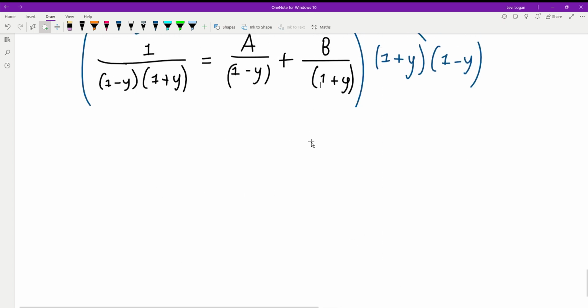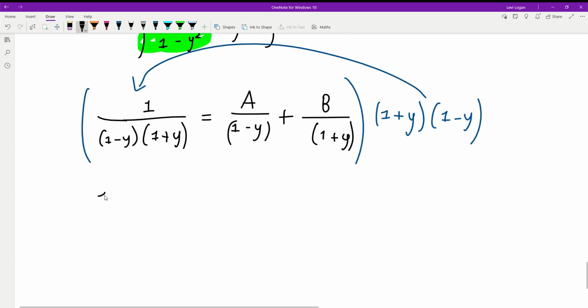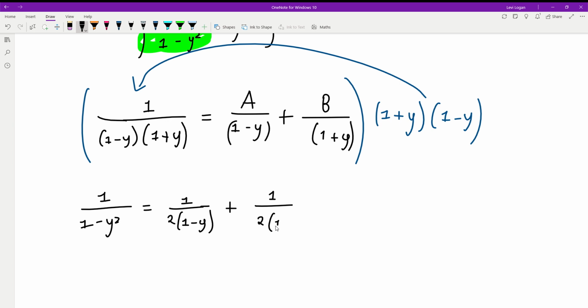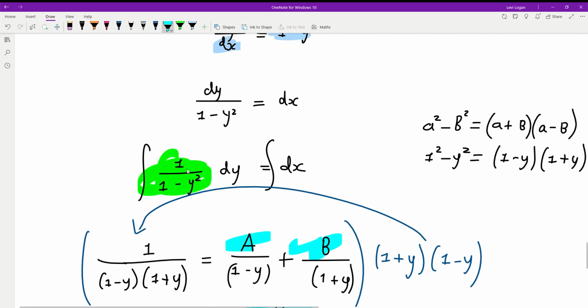Let's get rid of that for now. 1 on 1 minus y squared is the same as a half, so 1 on 2 times 1 minus y, plus 1 on 2 times 1 plus y. All I did was substitute a and b for their number, a half, so that is why you've got that 1 on 2 there. Now that is a lot easier to integrate than the previous expression.